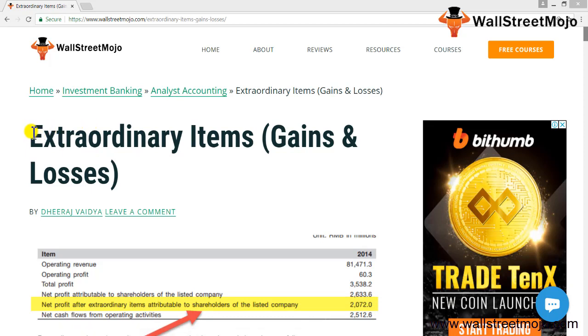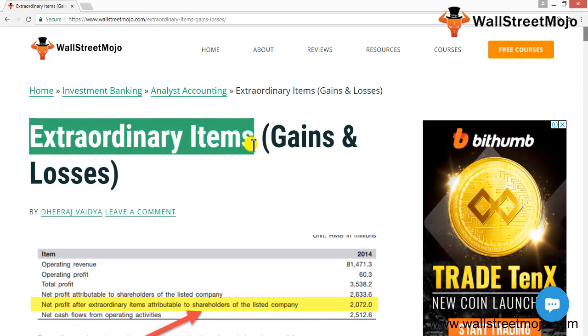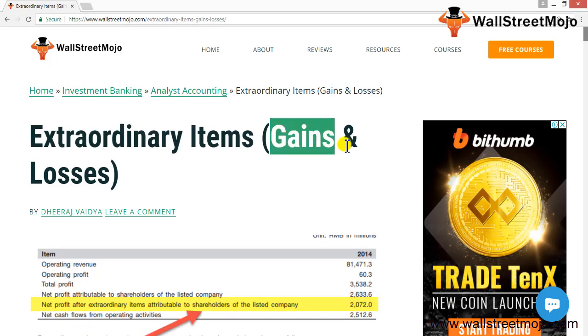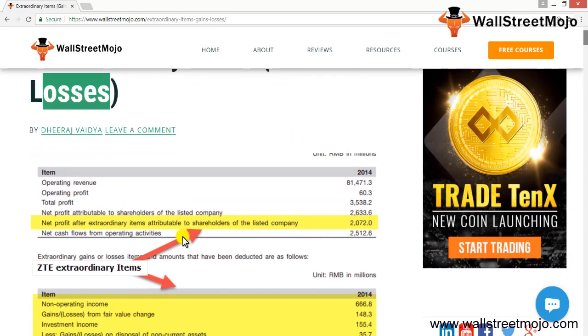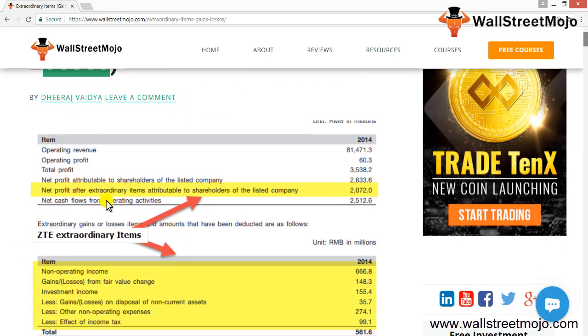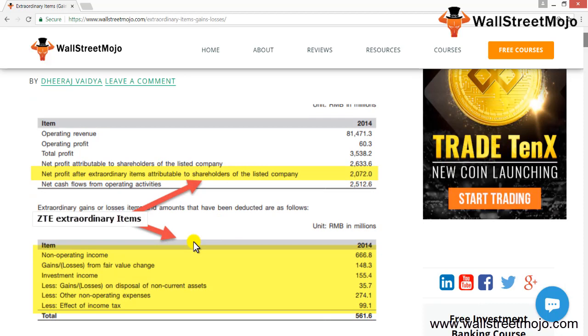Friends, today we are going to learn a tutorial on extraordinary items, which includes gains and losses in regards to the same. As you can see in these two tables, there are two things given: the net profit after the extraordinary items attributable to the shareholders of the listed companies, that is 2072. And there is detail regarding the ZTE extraordinary items, net operating losses, income, and some of the adjustments that have been made. So what exactly is an extraordinary item?